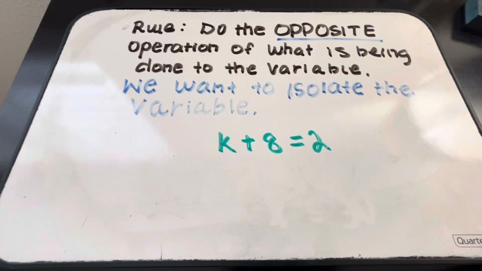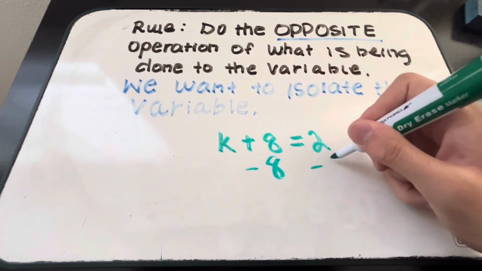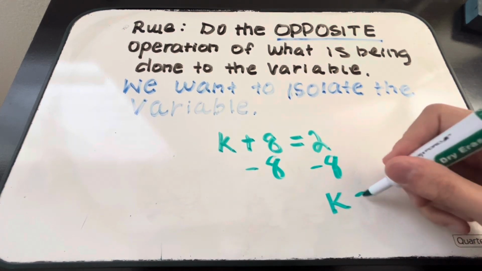Let's take a look at this next problem. Here, 8 is being added to the variable k. So, in order to cancel the 8 out, we must subtract 8 from both sides. This gives us k equals negative 6.